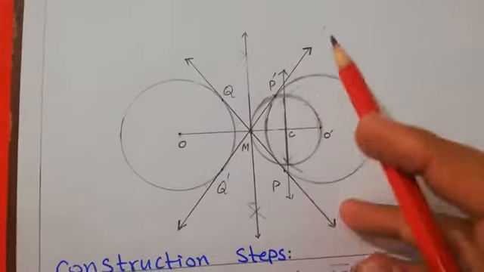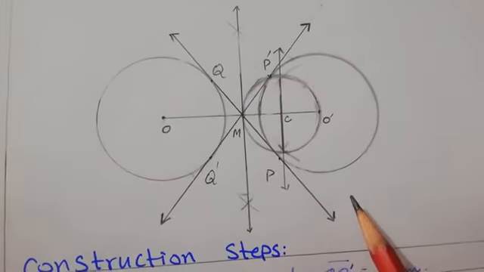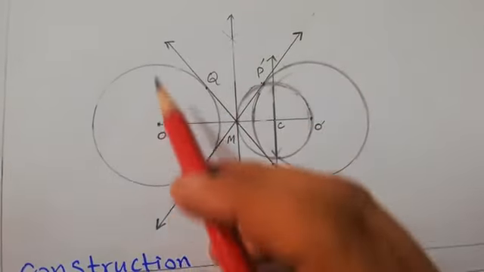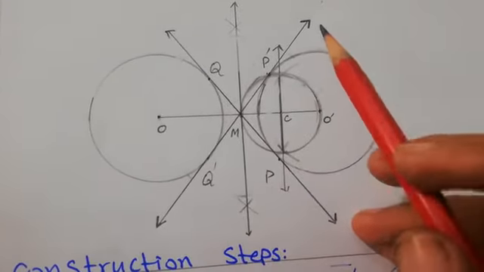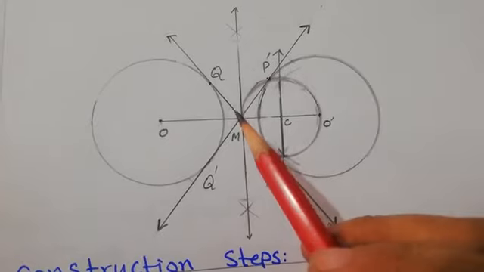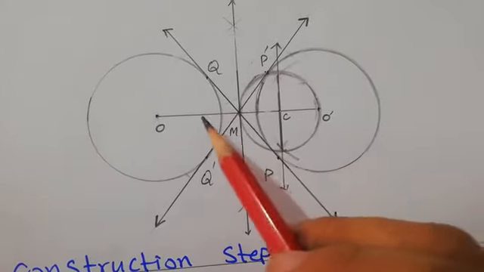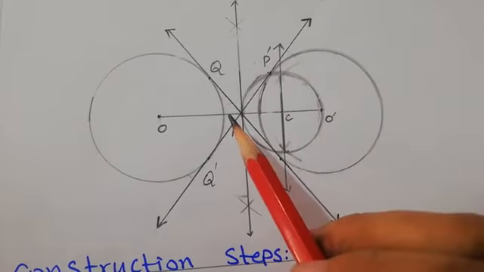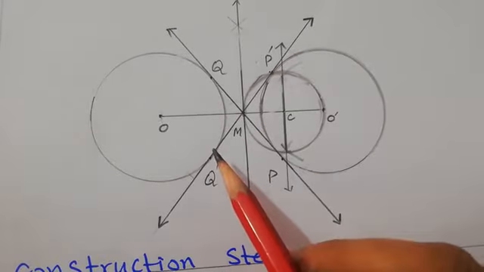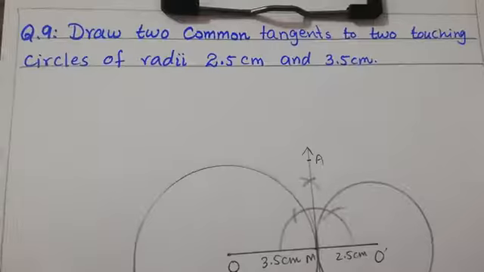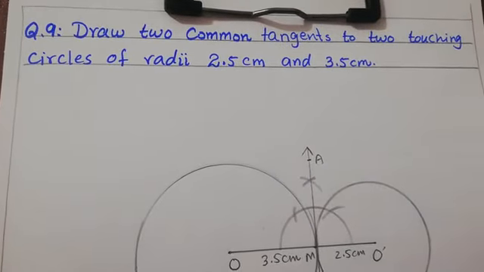Okay, dear students, you can see that both tangents make the cross. They are opposite inside, and second thing is that they will intersect each other at the point M which lies on the line OO prime, and third thing is that both tangents touch the circles externally. Now we will move to question number 9.